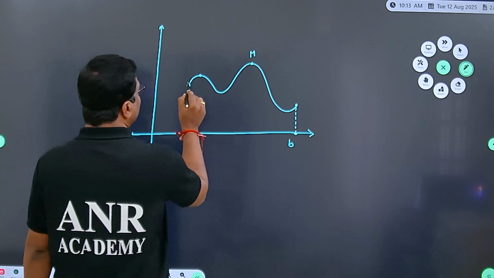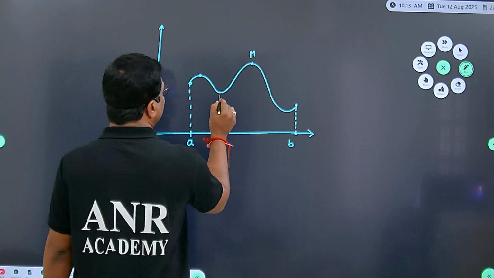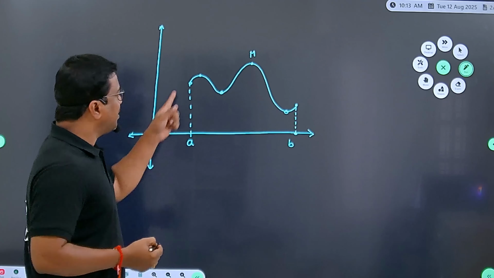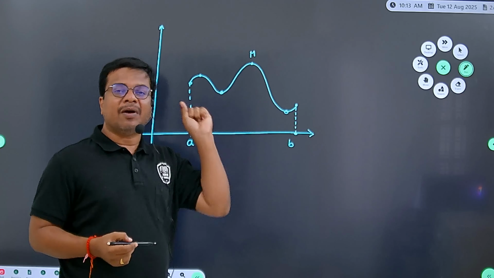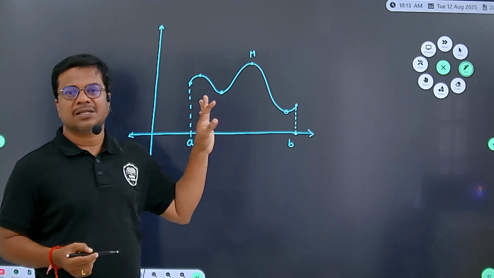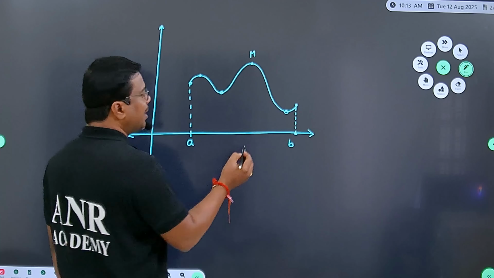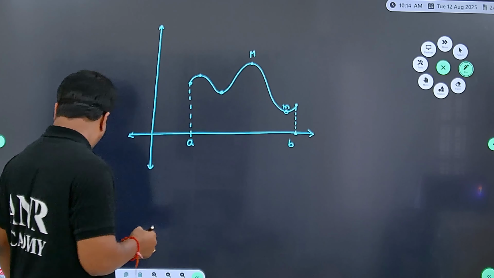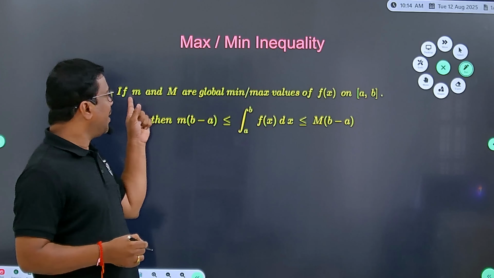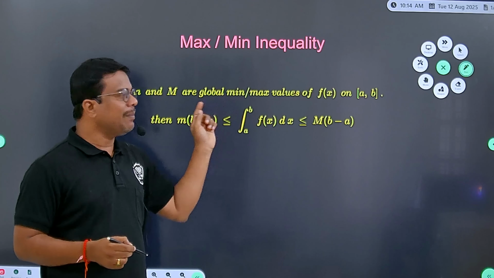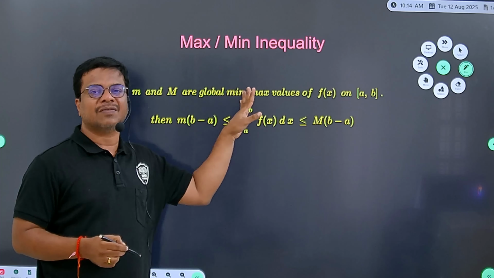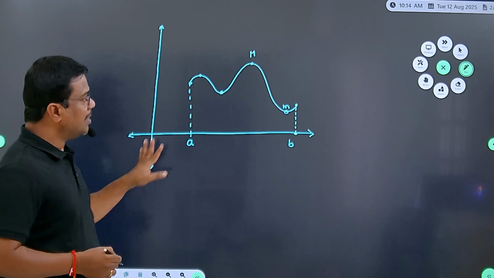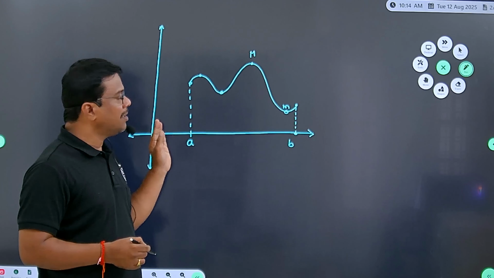Next, the function has minimum values here, here and here, and from these 3, the minimum of all minimas is known as global minima, and suppose the notation is small m. In the statement we have small m, capital M as the global minima and global maximum values of the function f of x defined on closed a comma b. With that condition this is the graph.